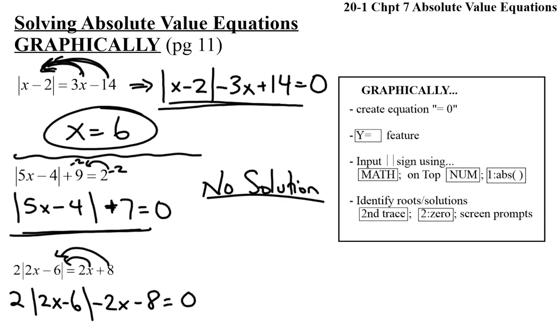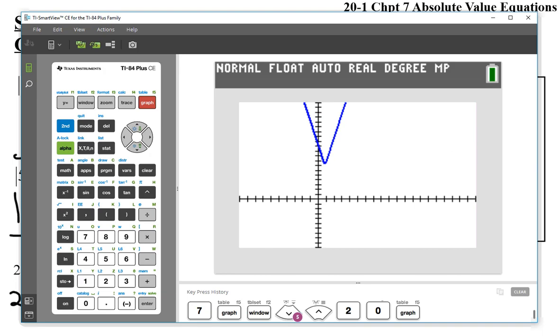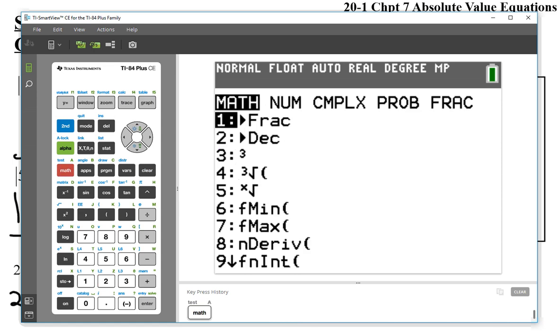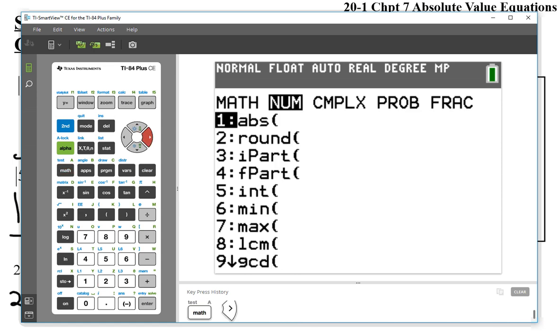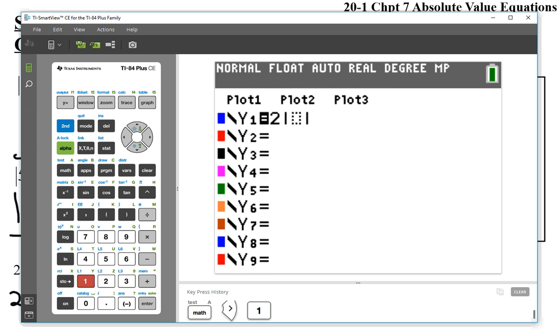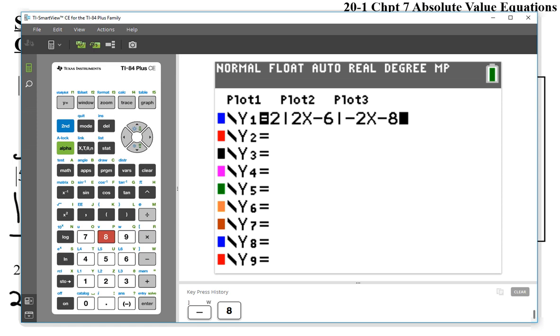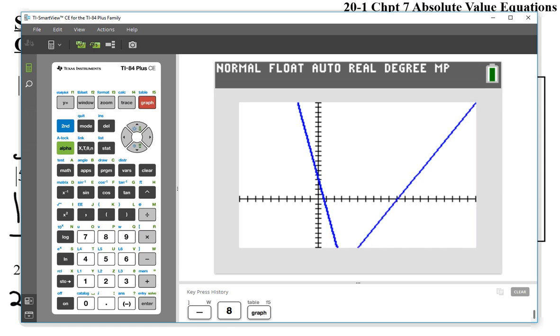So again, here we go. Lots to be graphed. Y equals, clear what we had. We have 2. Now I need my brackets. Math, scroll over to number. We want number 1, the absolute value. We're going to put 2x minus 6 in there. Leave the absolute value, please don't forget that. Subtract 2x, and then subtract 8. Let's graph it and see what we got.